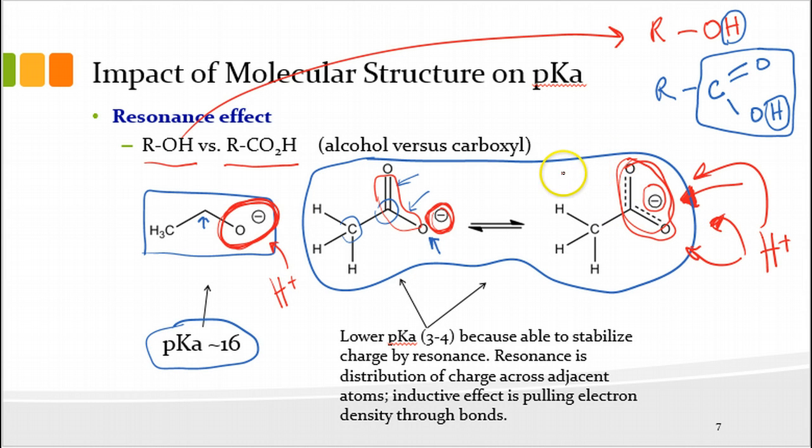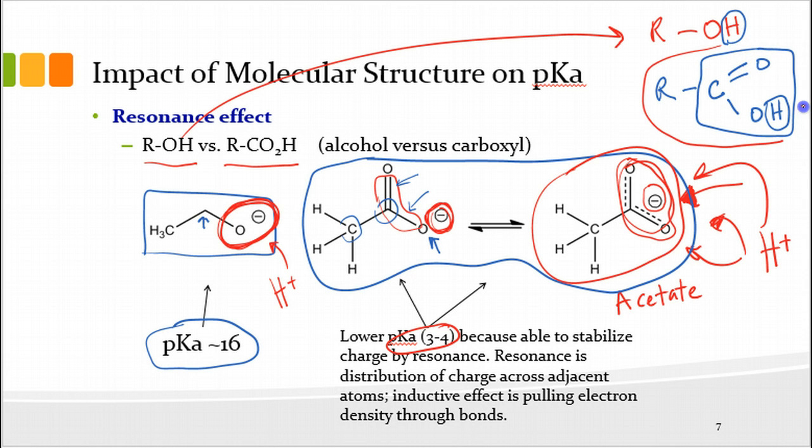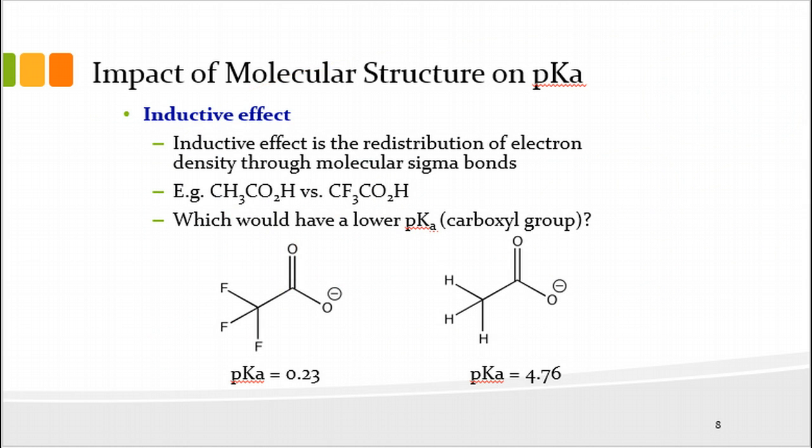Thus, the conjugate base of acetic acid, which is acetate, has a much lower pKa, around 3 or 4 in fact, much lower than ethanol. So that's why carboxylic acids are in fact acids. So that tells us why both tartaric and malic are acids, right? Because they have that same carboxylic acid structure. But why then is tartaric a stronger acid than malic?